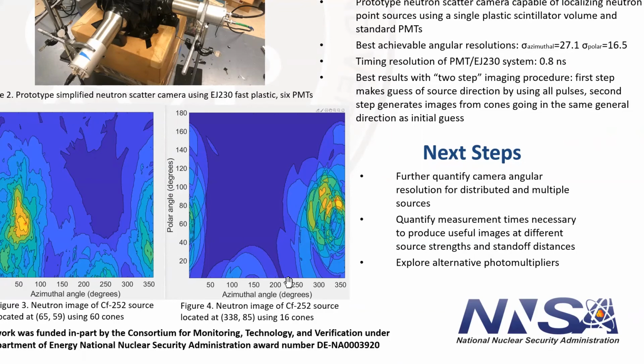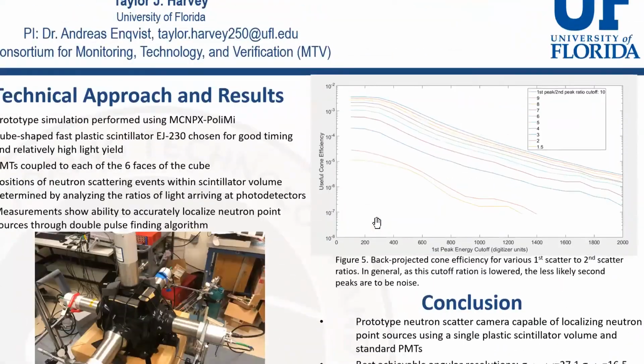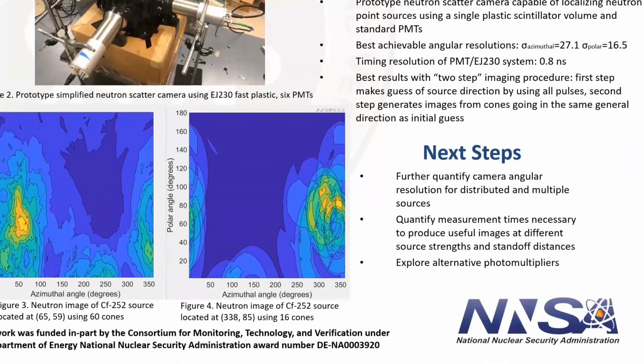We also want to quantify the measurement times necessary to produce useful images at different source strengths and standoff distances. We've done a little bit of that as far as the efficiency curves up here go, but what we really want to find out is how much time you need to generate these images. These images were several hours long, but we think it would be possible to get a very rough image in a much shorter amount of time.